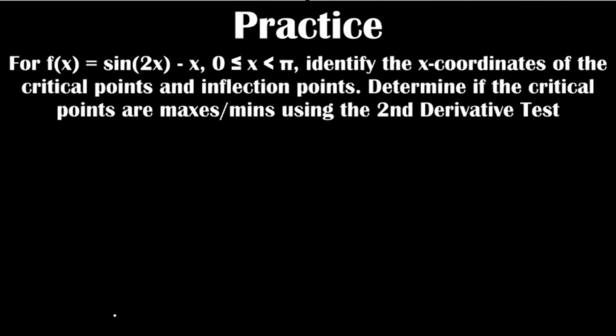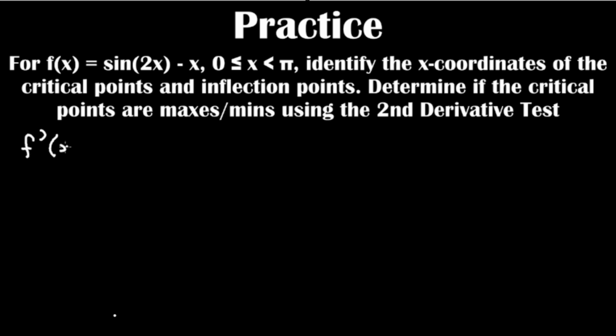For f of x equals sine of 2x minus x, for x values between 0 and pi, identify the x coordinates of the critical points and the inflection points, and then we need to determine if those critical points are maximums or minimums using the second derivative test. So first step is to find the critical points and the inflection points. So we're going to need to take a first derivative and a second derivative.